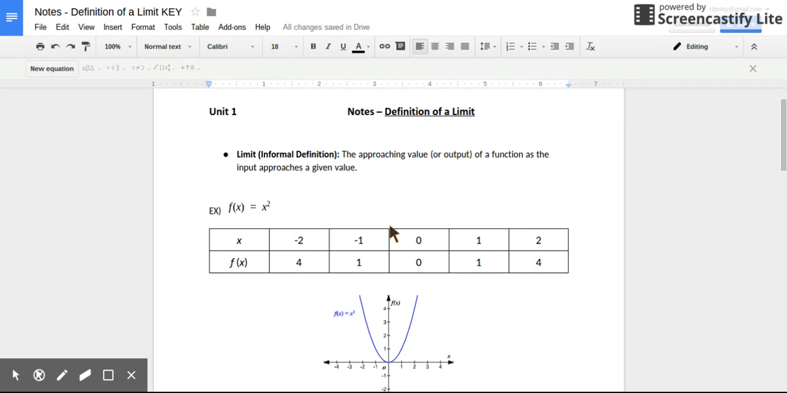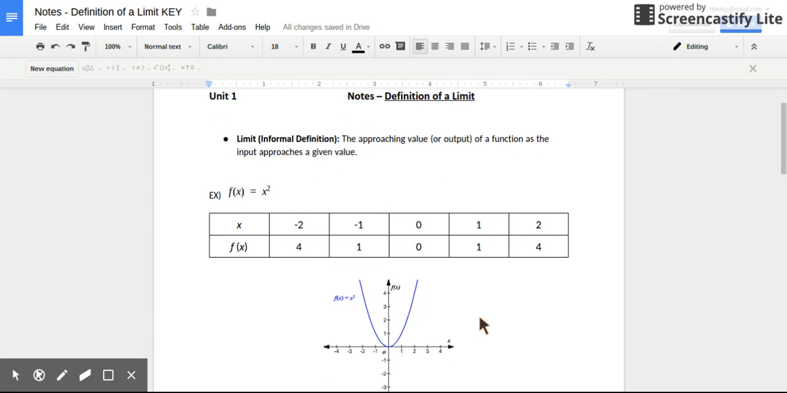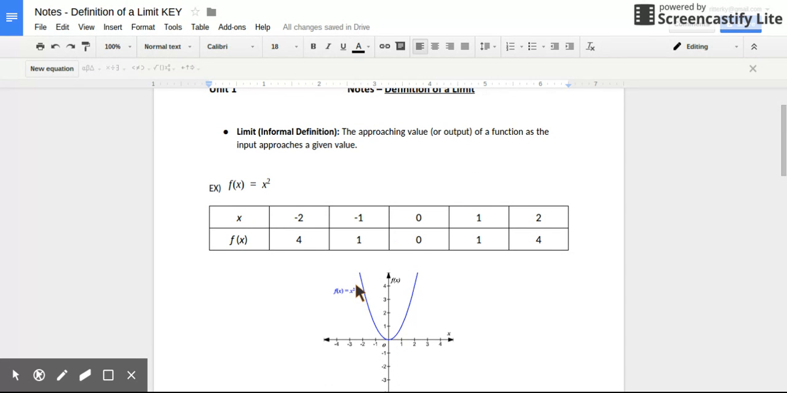And a good example of that is this function x squared, just a basic quadratic or parabola. As I'm plugging in inputs over here, they get closer and closer to 0. Let's say I plug in 2, I get 4. If I plug in 1, I get 1. If I plug in 0, I get 0. So as my inputs were approaching 0, my outputs were also approaching 0.